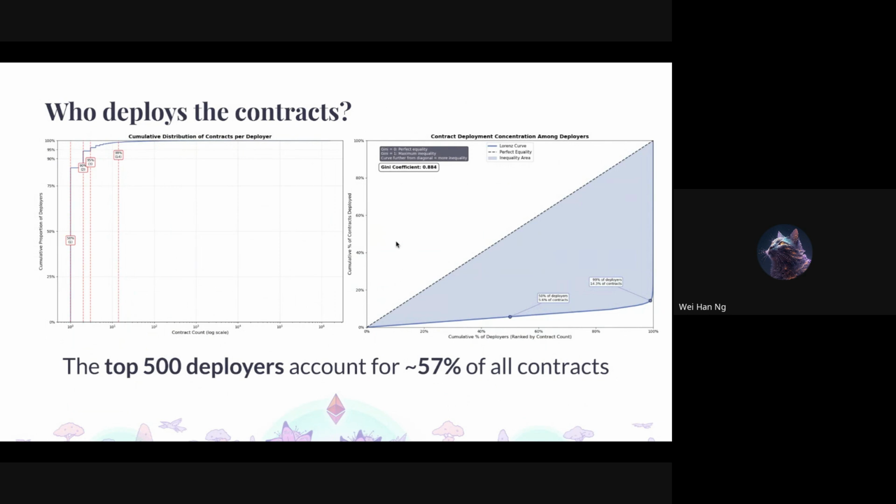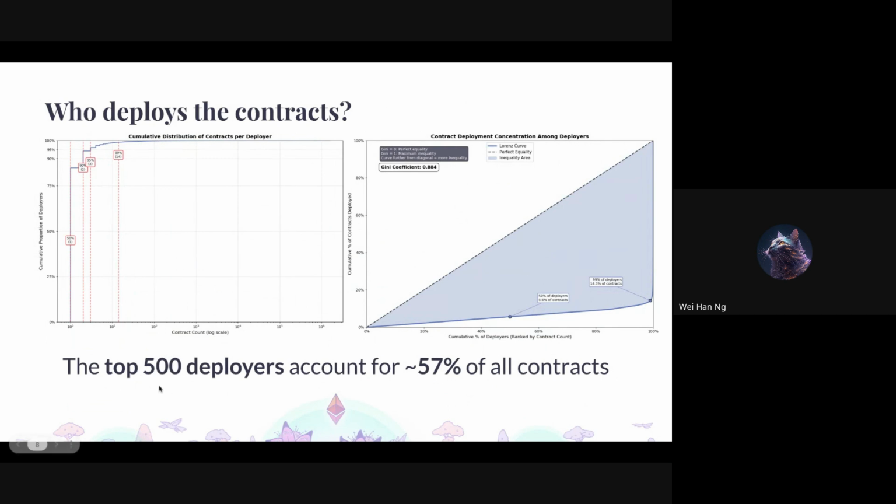Then also quickly want to go through who deploys the contracts. So we also wanted to know the concentration of the deployers. I think we just focus on the right side graph here. We do see a huge concentration, as expected.